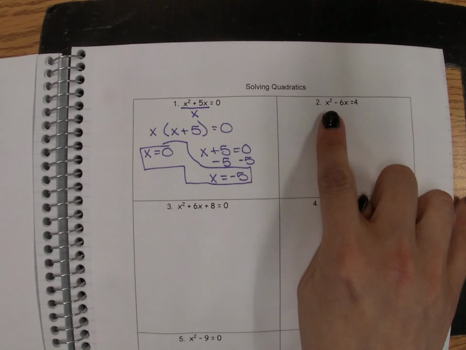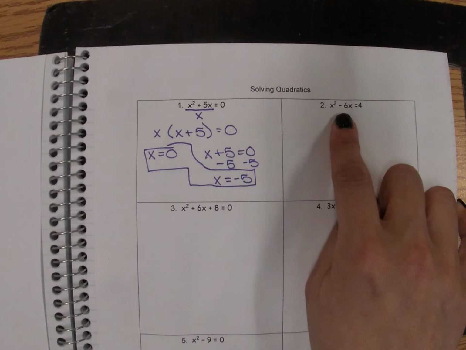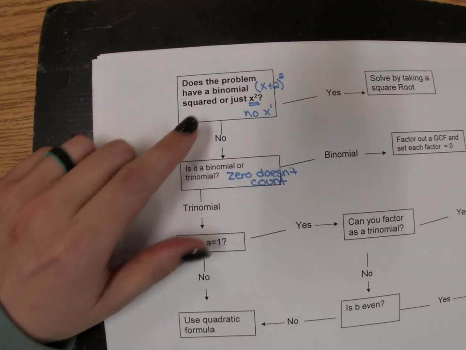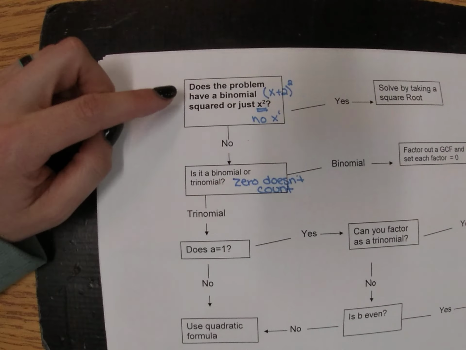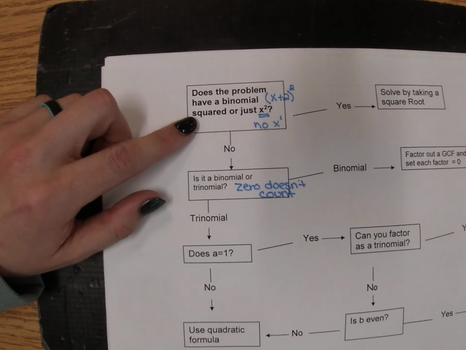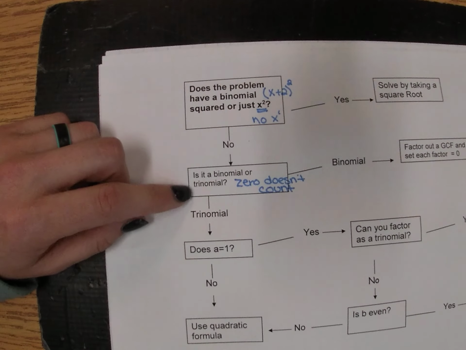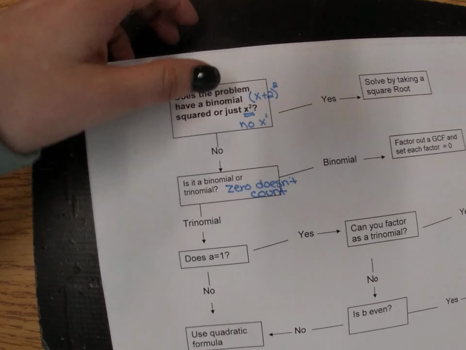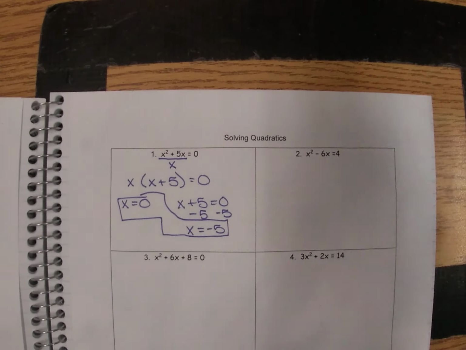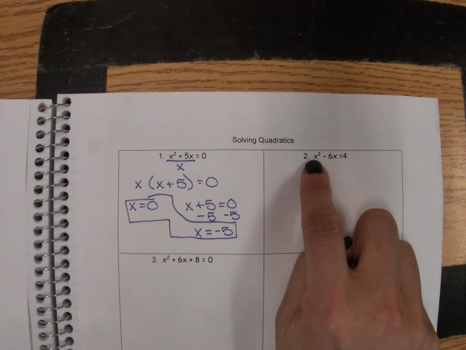Now I'm going to look at my next example: x squared minus 6x equals 4. Again, we're starting at the top of the list. Does the problem have a binomial squared? No. Does it have just an x squared with no x to the first? No, we have that 6x, so no. Is it a binomial or a trinomial? Again, it's not set equal to 0, but we can still count 1, 2, 3 terms. So this is a trinomial.